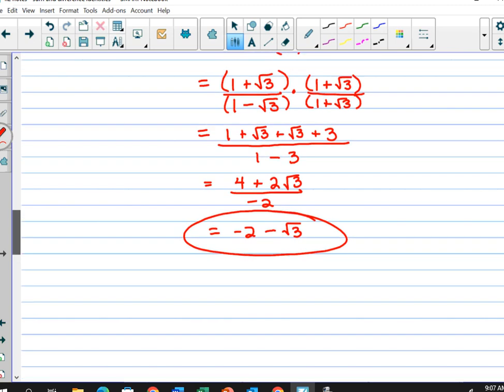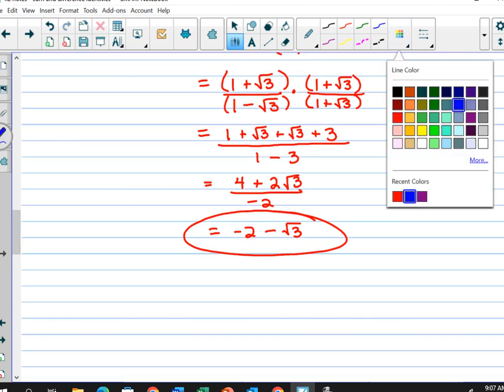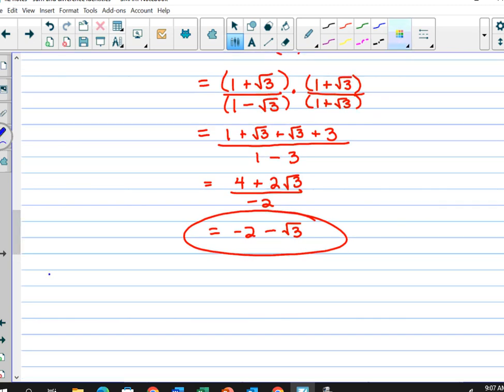Are you ready for an easier one? Yes. Okay. Anybody questions on that one? We get it? Okay. All right, this one's sine of 80 times cosine of 20 minus cosine of 80. This is easier, I promise.